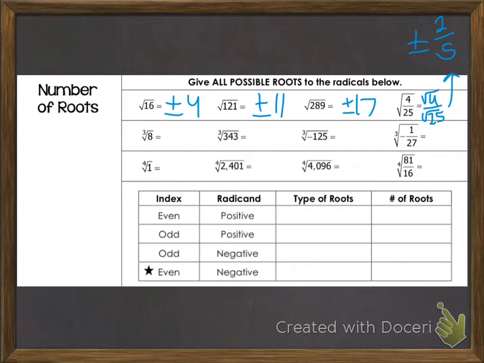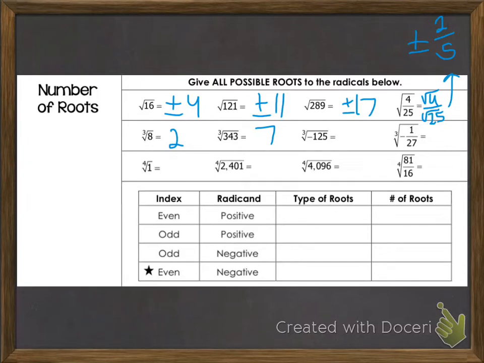Now moving on to the perfect cubes. So same idea. The cube root of 8 is going to be 2. And there's no plus or minus with the cube roots. No plus or minus, just the positive number. With the cube root of 343, you're going to get 7.